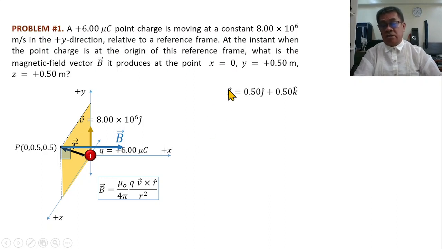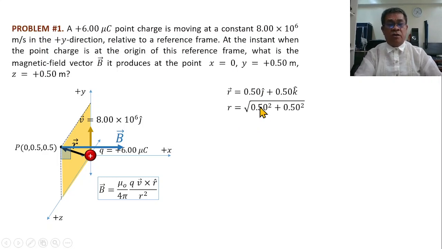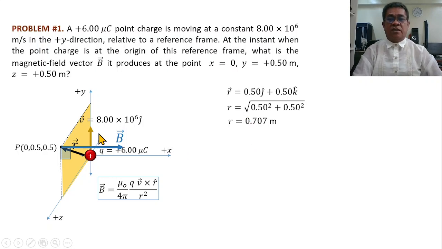So we have already this vector. Then the magnitude of this, take note, is just the square root of the squares of the components of the position along y and z only. So the square of 0.5 plus the square of 0.5, take the square root, and this is the magnitude of the position vector, meaning the distance from this charge or the origin towards this point is 0.707 meter.